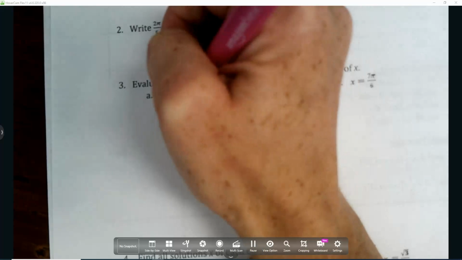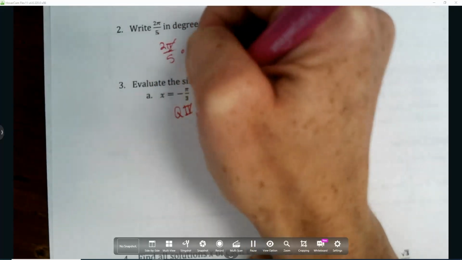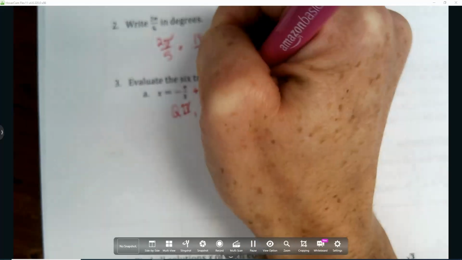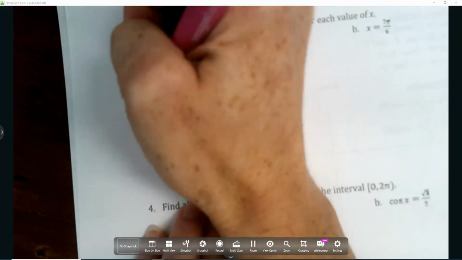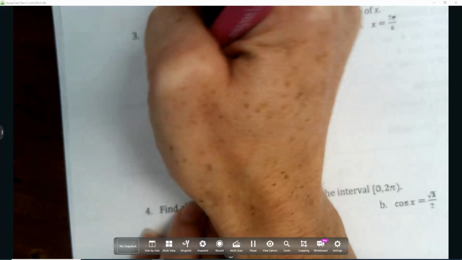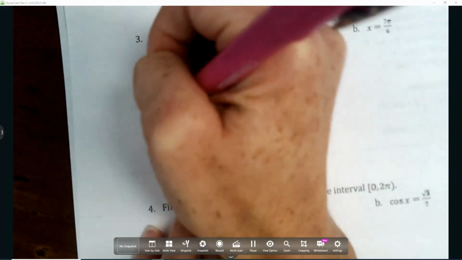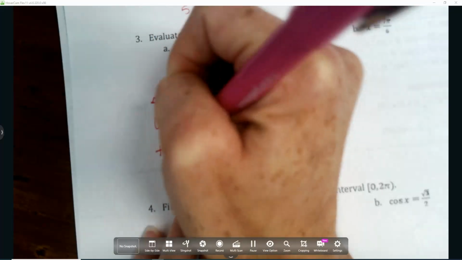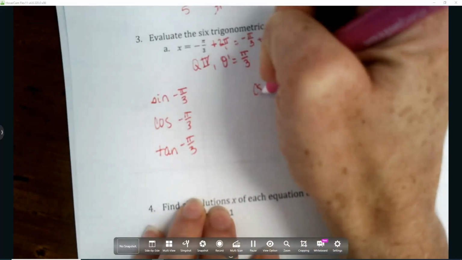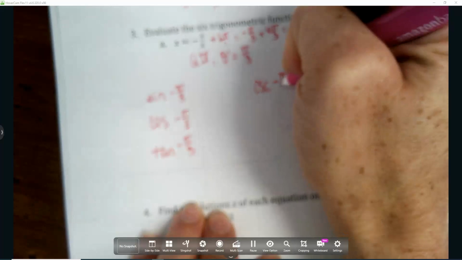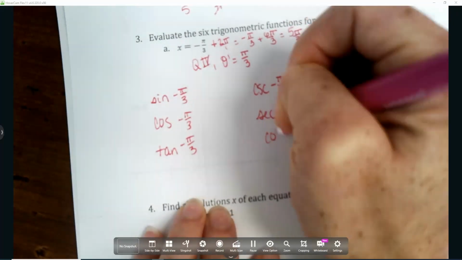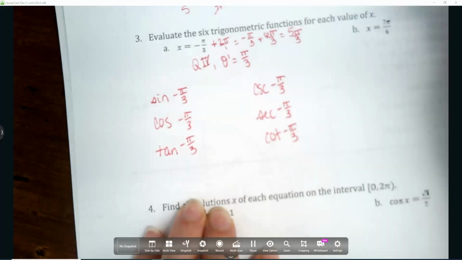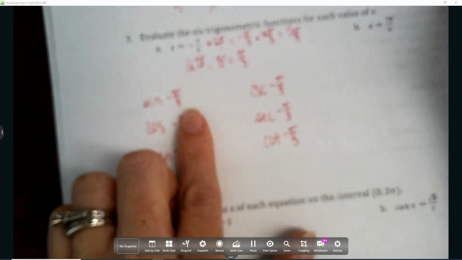Okay. Quadrant 4. Reference angle with radians, it's easy. It's just pi over your denominator, so pi over 3. So I want all 6 trig functions. So sine of negative pi over 3, cosine of negative pi over 3. Okay. In quadrant 4, is sine positive or negative?